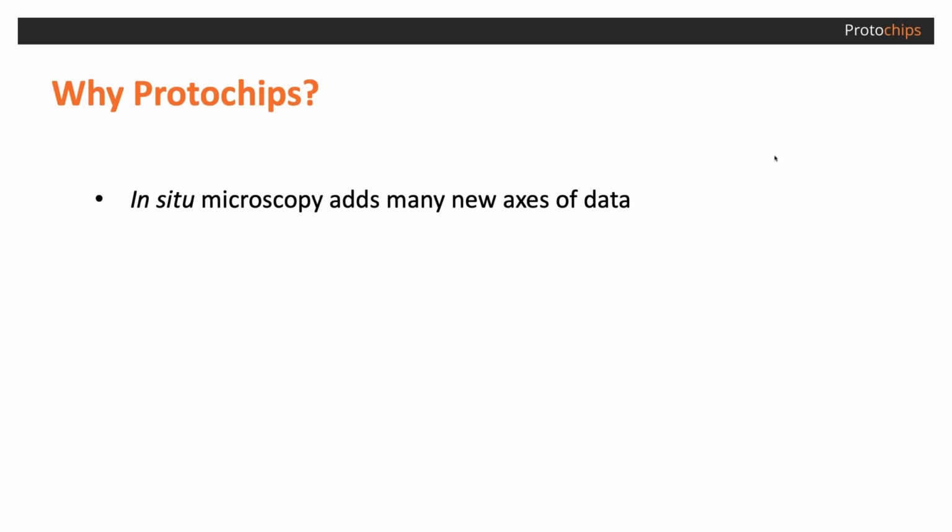So why are we doing this? Why is Protochips making this software? Well, that's a question we get pretty regularly, and the answer is pretty simple. In situ microscopy adds a lot of new axes of data. It adds the element of time, the element of temperature, the element of, say, gas composition or flow rate or pressure, and all of these things just multiply the size of an already increasing data set.